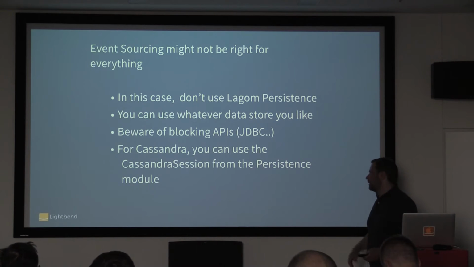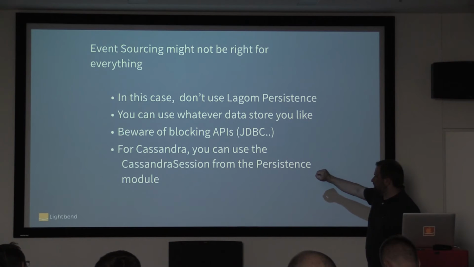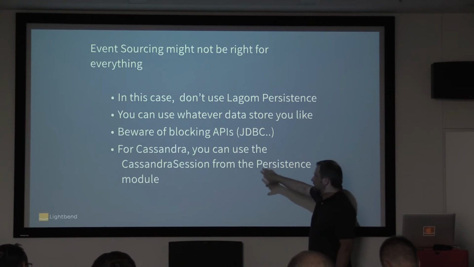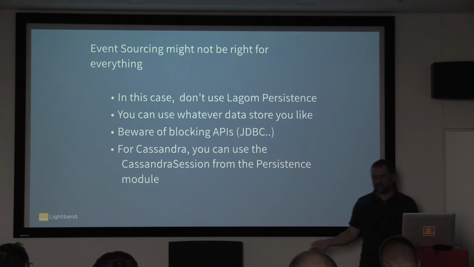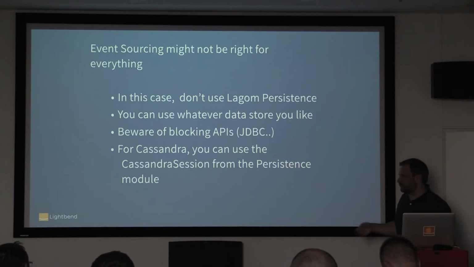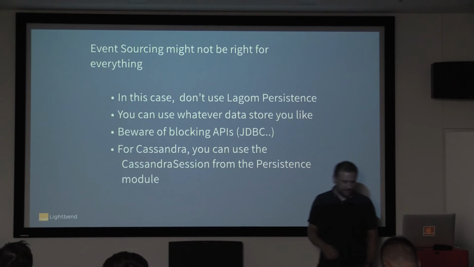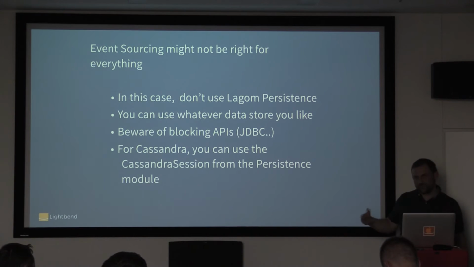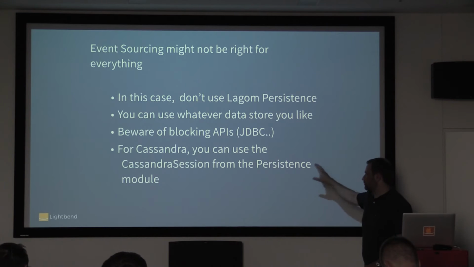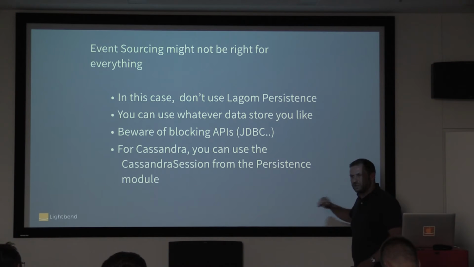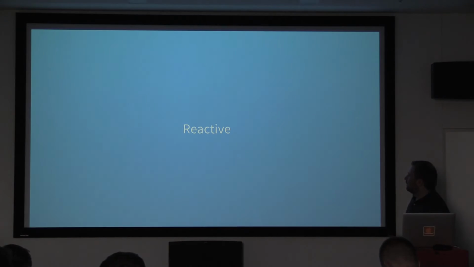So you can use Slick to talk to relational databases, or you can use JDBC or whatever. We also provide a Cassandra module to interact with Cassandra directly, so you can write into your own Cassandra tables and things like that. Of course, as always in reactive systems, beware of blocking APIs. If you use JDBC, you're going to introduce some blocking, so you have to do some configuration around that.